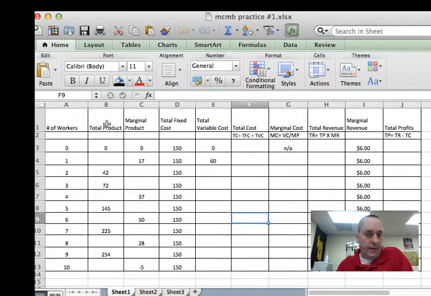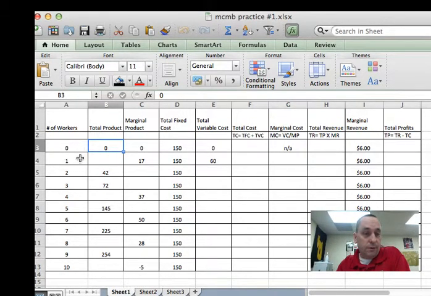All right, first of all, the headings up here at the top. We've got number of workers, total product, marginal product, total fixed cost, total variable cost, marginal cost, total revenue, marginal revenue, and total profits. And usually the way I like to do these is kind of work your way left to right. Usually works the best, or do them a column at a time. Now here we have total product. So with 0 workers, the total amount of, we'll say, books that we make is obviously going to be 0. And marginal product we'll get to here in just a second.